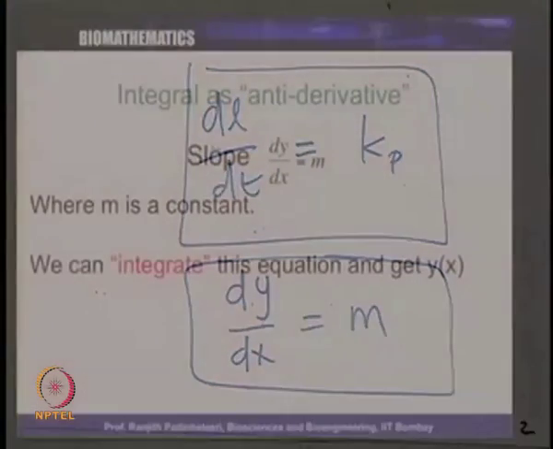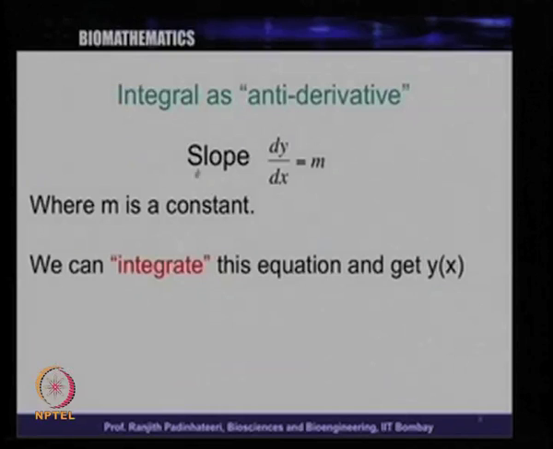So, in this slide, when we discussed dy by dx equal to m, m is the slope, which is a constant. Here also kp is a constant, and we can integrate this equation. We said that we can integrate this dy by dx and get y of x. So, how did we do that? We did it in the following way in the last lecture.